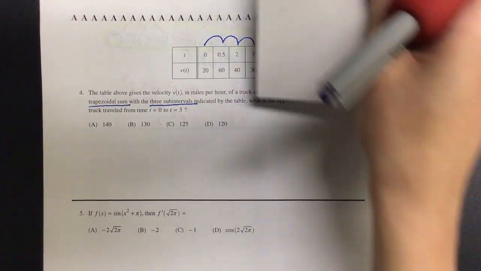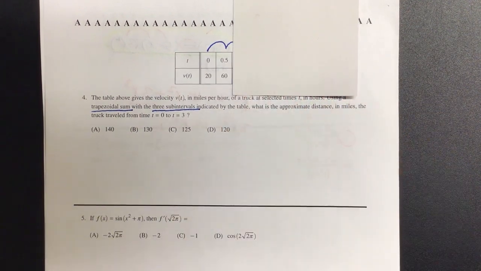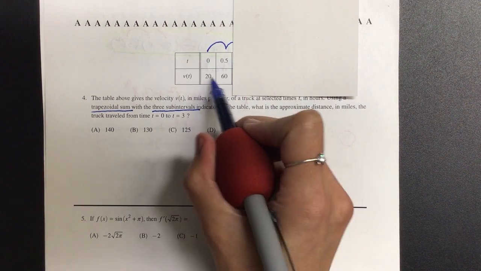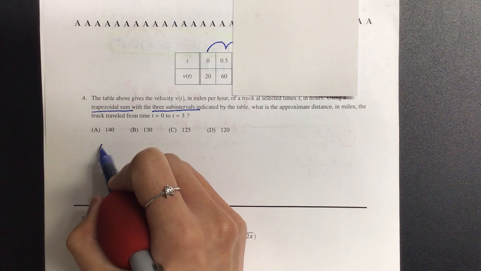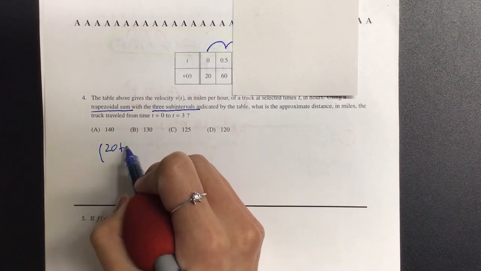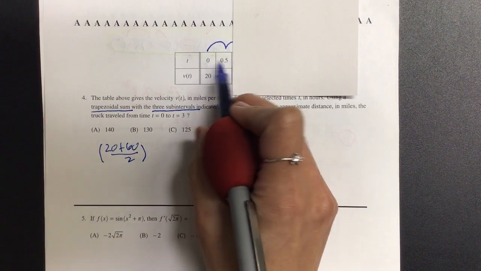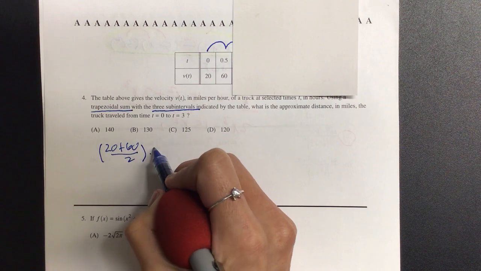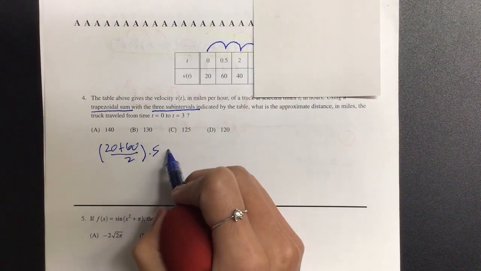Okay. So our trapezoidal Riemann sum was base 1 plus base 2 divided by 2 times the height, yes? Does it matter which one I let be base 1? Because in the end, we're going to add it. So we have 20 plus 60 divided by 2 times the difference of the x's, which is the height. So what was my difference of the x's? 0.5.